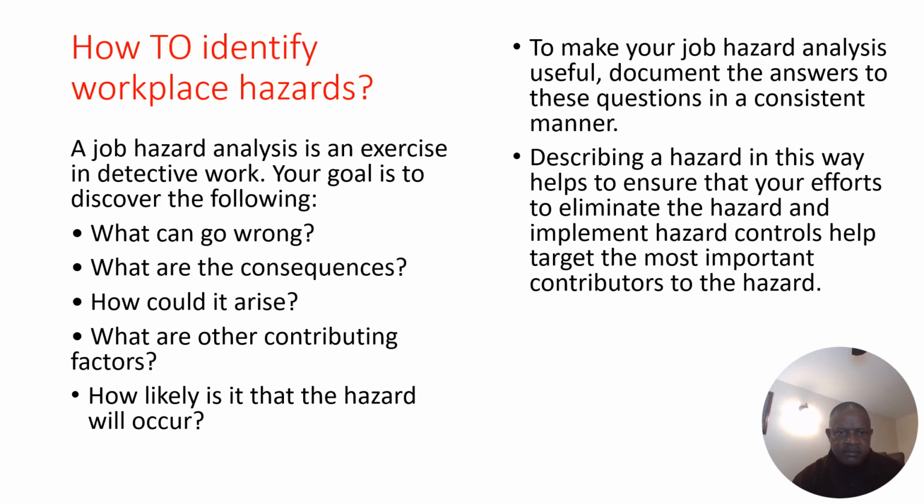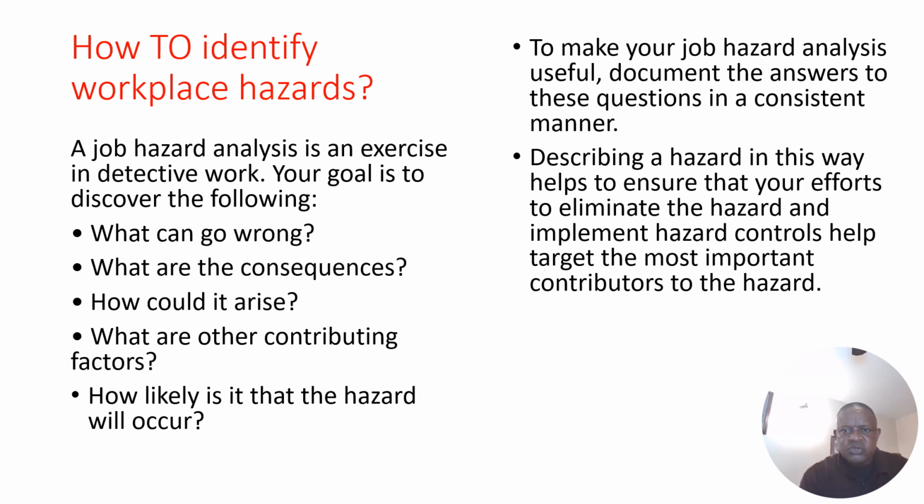And then moving on, how to identify workplace hazards. We already did this in the identification of hazards. We already did this under lesson 2. A job hazard analysis is an exercise in detective work. Your goal is to discover the following: what can go wrong? What are the consequences? How could it arise? What are other contributing factors? How likely is it that the hazard will occur?